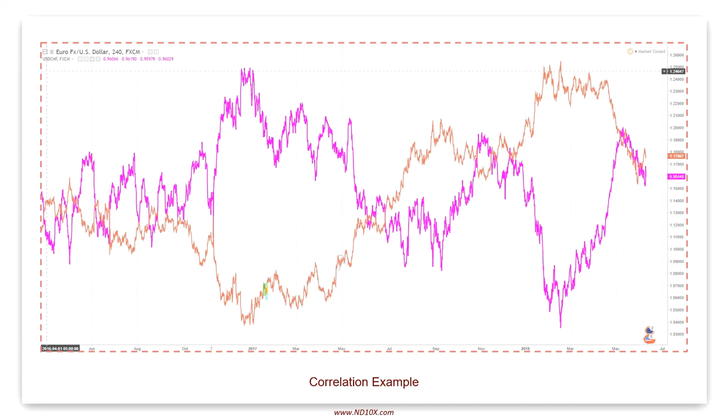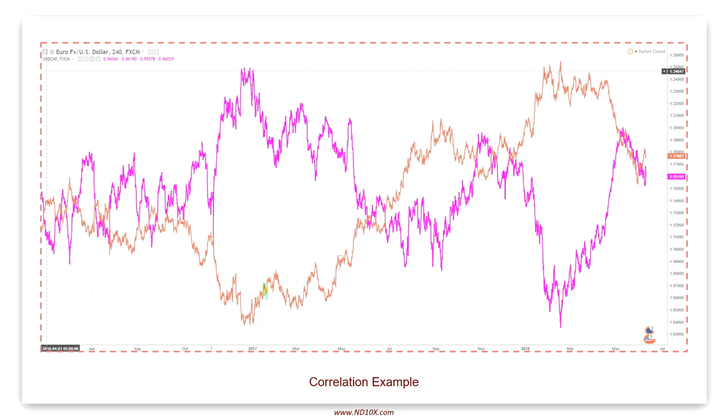Now we have Euro USD versus dollar Swiss franc. The pink one is the dollar Swiss franc, and we can see that they are doing the same thing just in opposite direction. So they have that negative divergence. So if Euro USD moves higher, there is a 90% chance the dollar Swiss franc is going to move lower. Of course, keep in mind that the correlation is never going to be a perfect 100% thing.